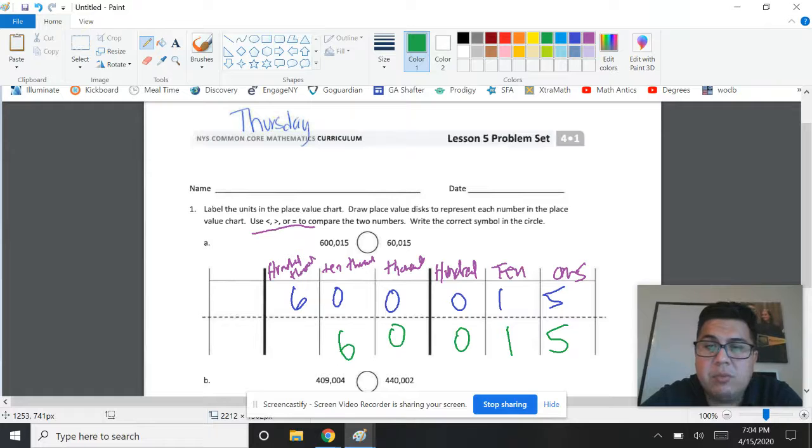If we're comparing, we're always going to look at the number on the left side, because the number on the left side is going to be your greatest number. As we look at the number on the left side, we see that this first number is greater because this one's in the 100,000s and this one's in the 10,000s. So it's 600,015, and the other one is 60,015. We know this one's greater because one, it has an additional digit, and two, that digit is in the 100,000s place, not the 10,000s.